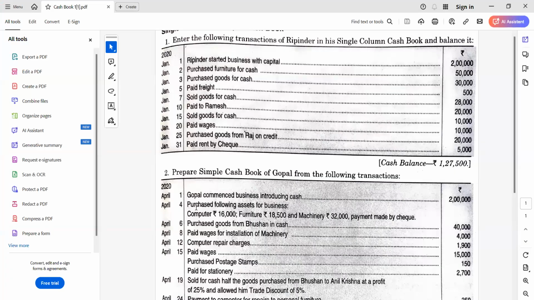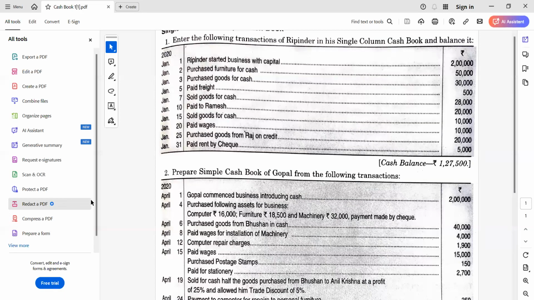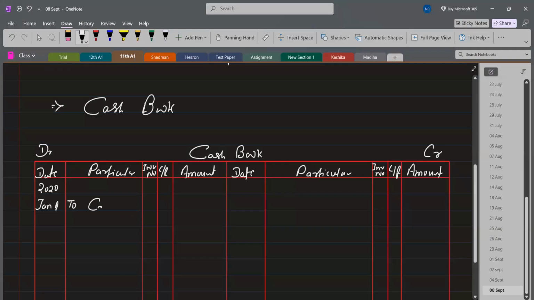So here it is 2020 Jan 1. I will write 2020 Jan 1. Now, Ripinder started business with cash. So yes, the cash is coming into business because Ripinder invested money into the business. So we will write here to capital, 2 lakh.